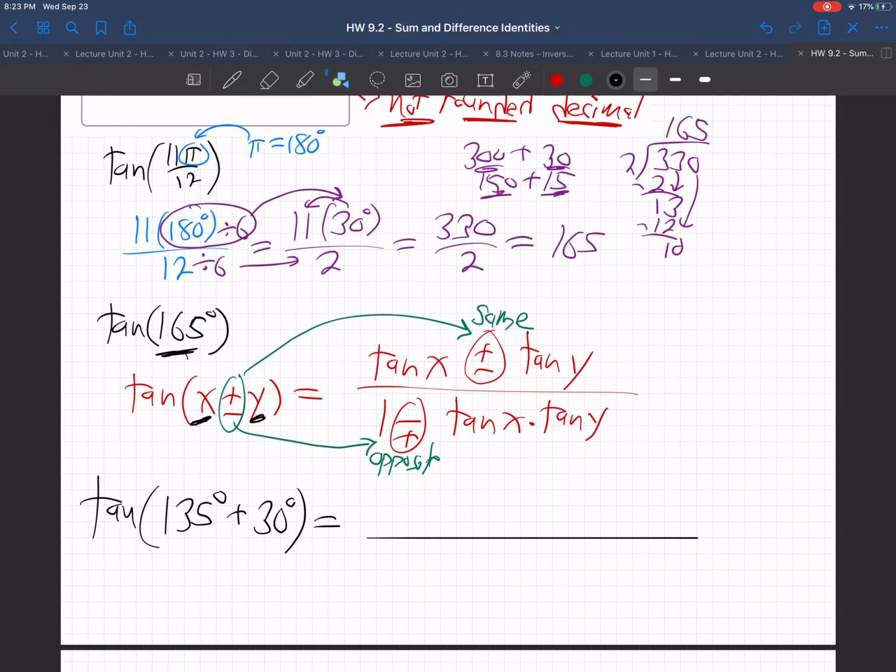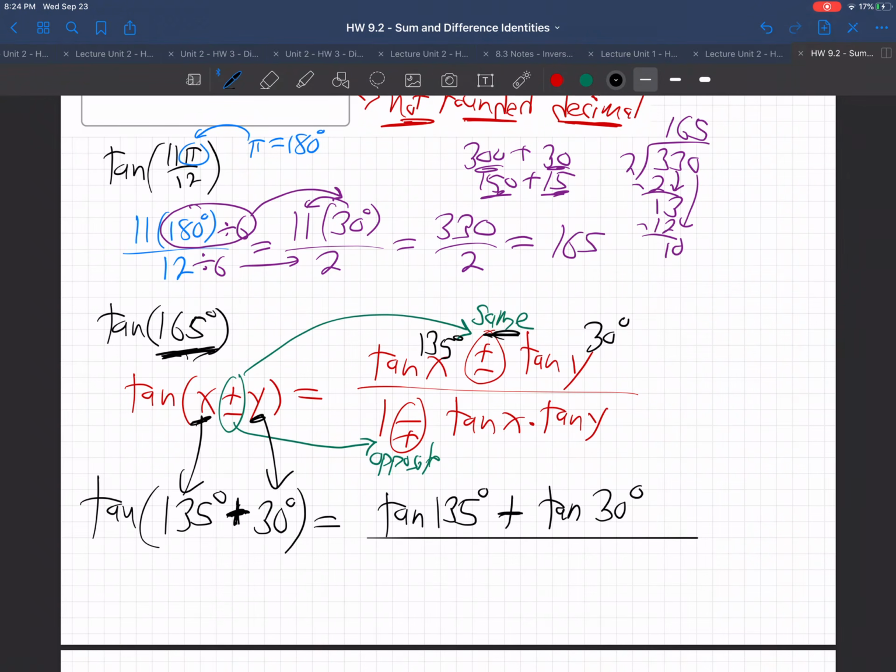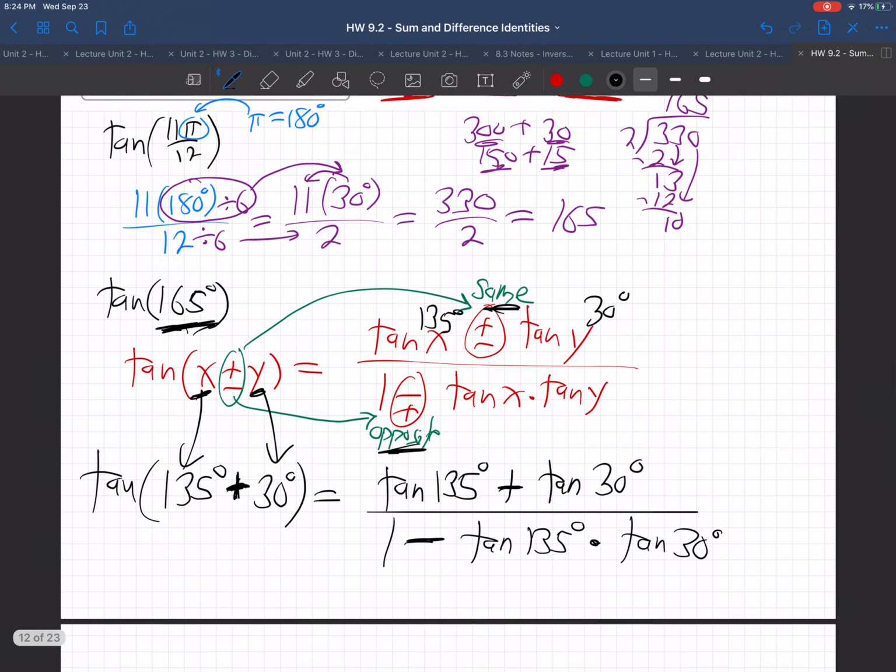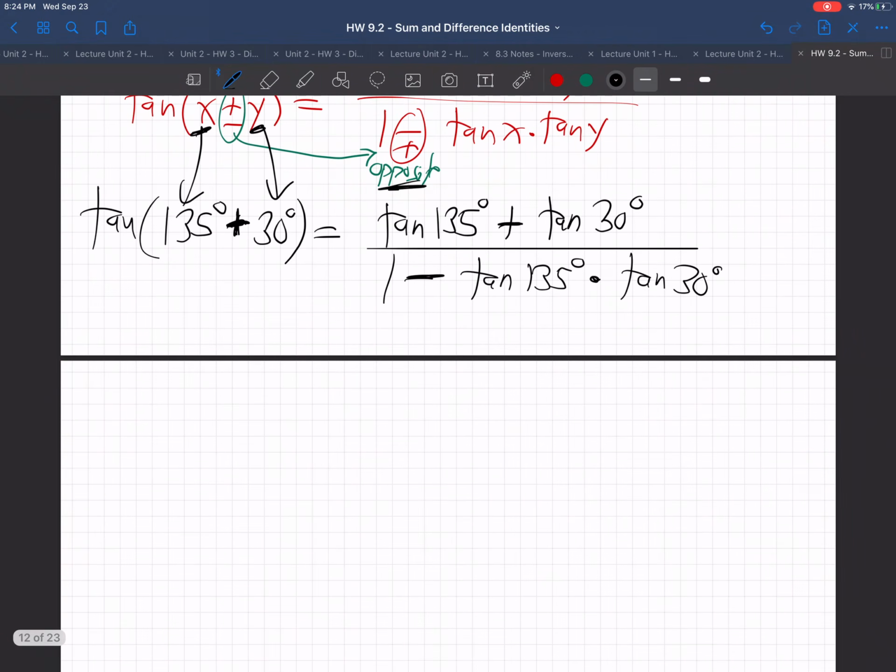Okay. Right? So you're tracking with me. That's 165, which is 135 plus 30. So x is 135, y is that. So it's tangent. So x, again, is right here. X is 135. And the sign, whatever sign you have in the middle here, plus, remember this is the same. Tangent, and y was what? 30 degrees. Over 1, and then this is opposite, so this will be minus. Tangent, again, x is 135 times, and then the y is 30. Okay, so what is this going to equal?